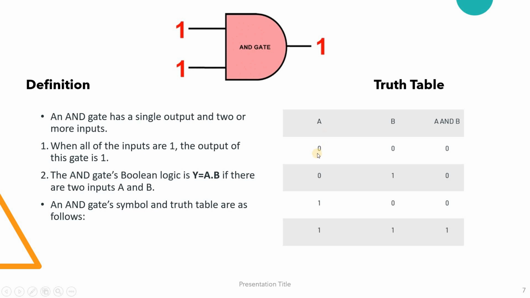I am taking 0, 0, we get 0. 0, 1, we get 0, because multiplying 0 into 1 gives 0. 1 into 0 also gives 0. We can get 1 only if each input is 1, because 1 into 1 gives 1. So it is like the multiplication of two inputs. Now you will well understand the concepts of the AND gate and OR gate.